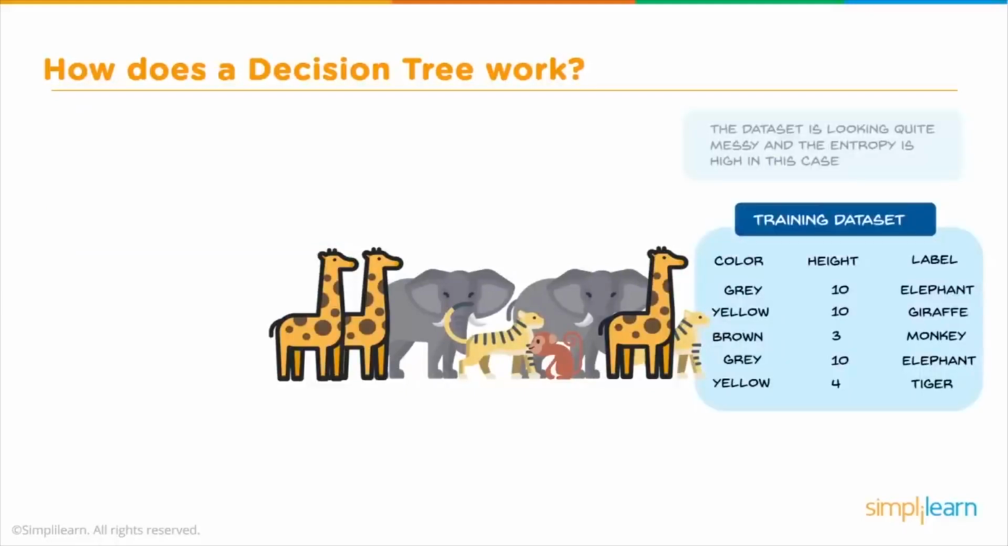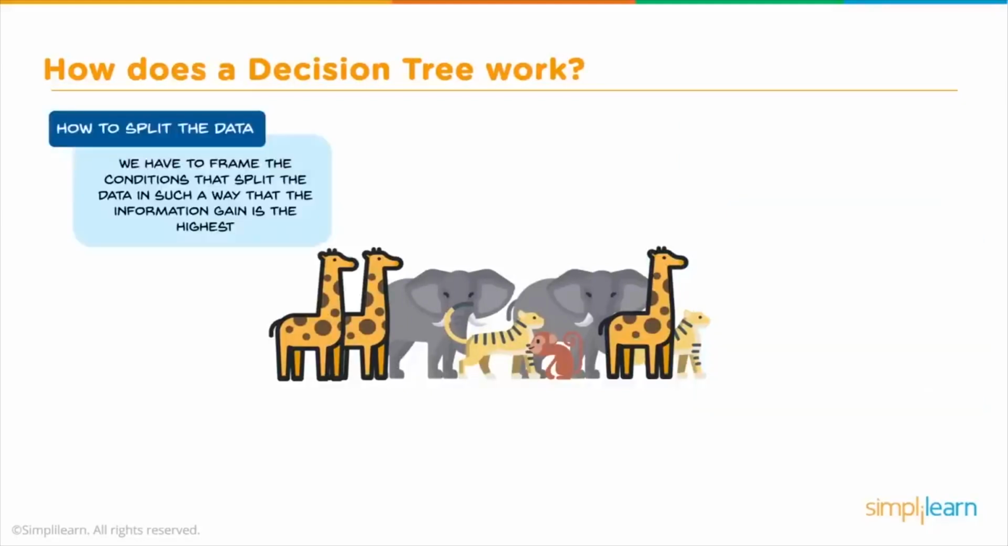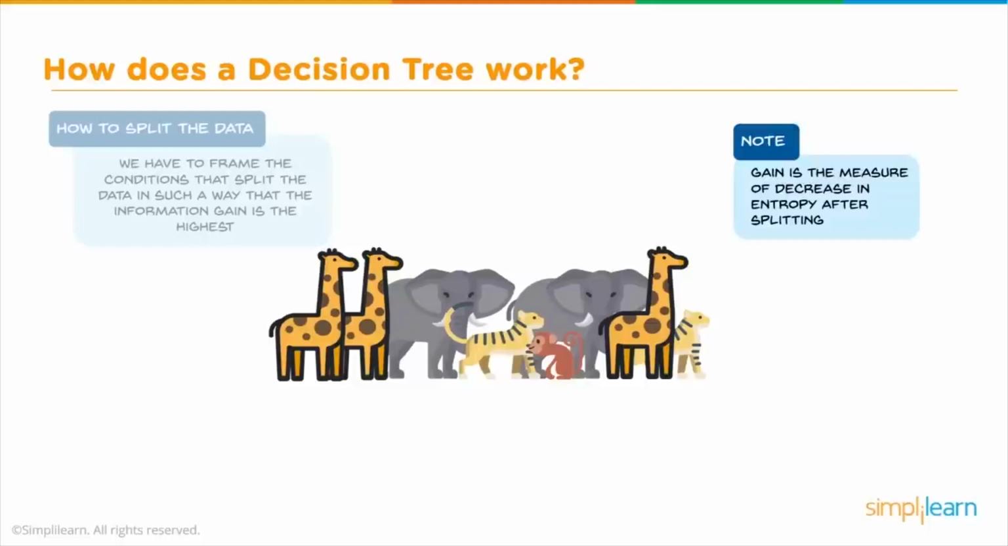So let's look at a training data set. We're looking at color, we're looking at height, and then we have our different animals. We have our elephants, our giraffes, our monkeys, and our tigers. And they're of different colors and shapes. Let's see what that looks like and how we split the data. We have to frame the conditions that split the data in such a way that the information gain is the highest. Note, gain is the measure of decrease in entropy after splitting.